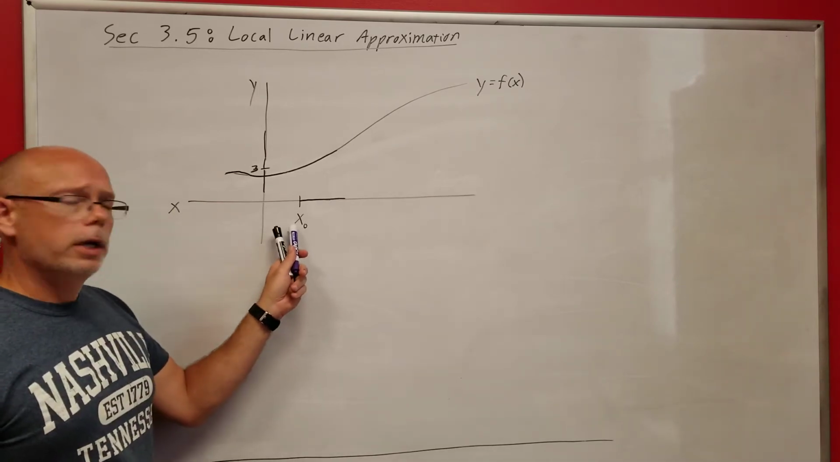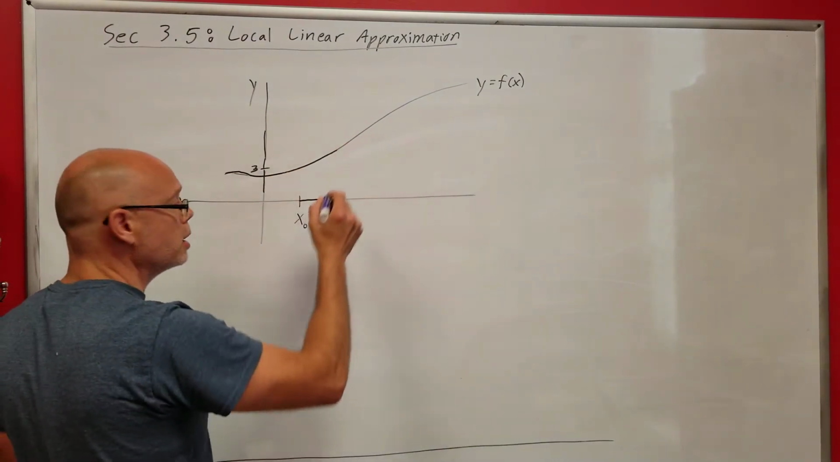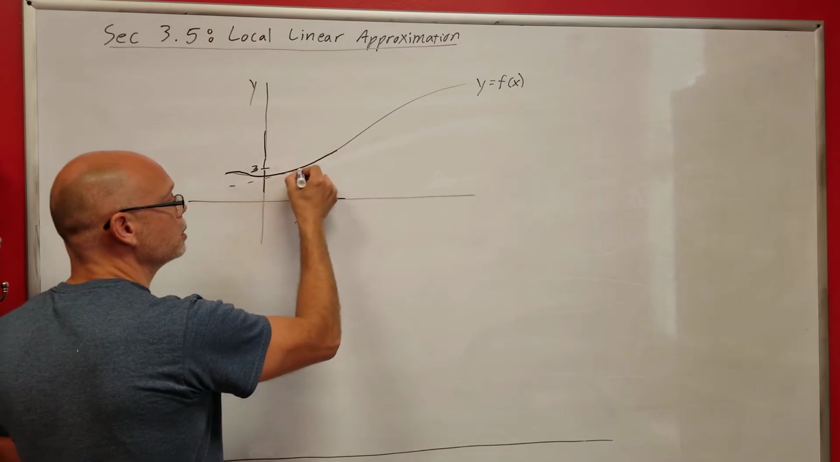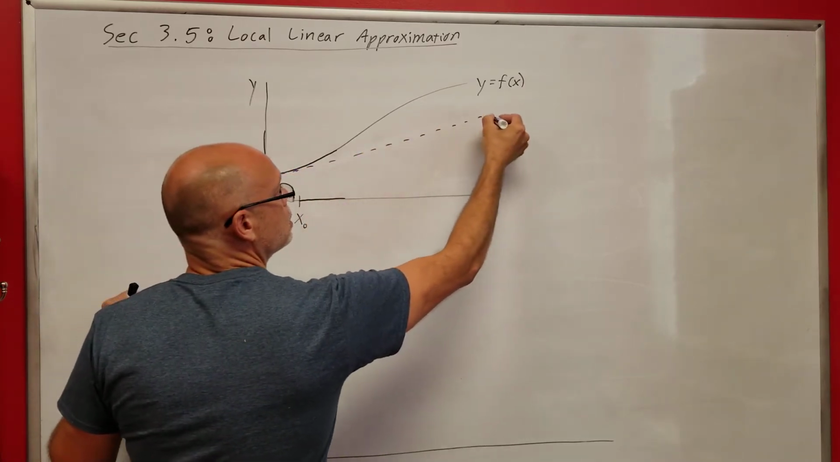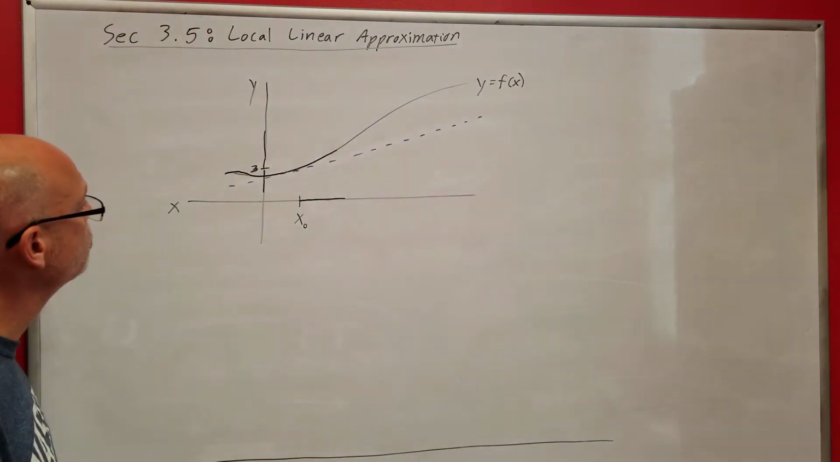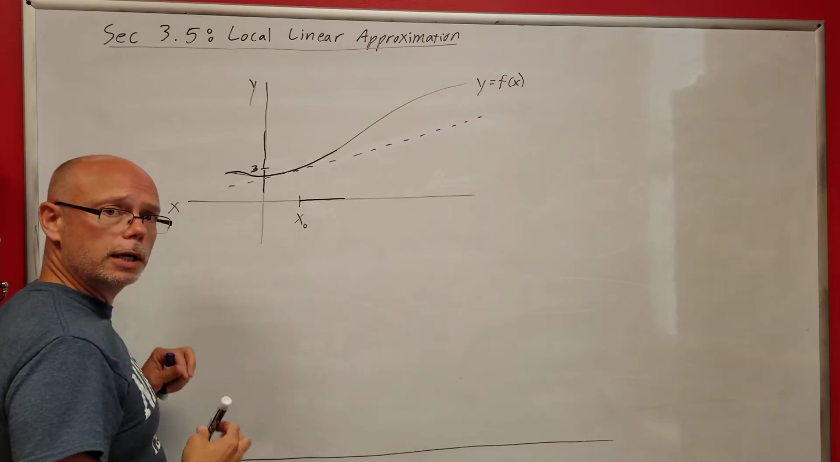And let's pick some point x subscript 0, and let's look at a tangent line to this curve at this particular x value. What's that tangent line going to look like? It's going to look something like that, right? Tangent line. Okay, so that's the tangent line to this curve at this particular x value.